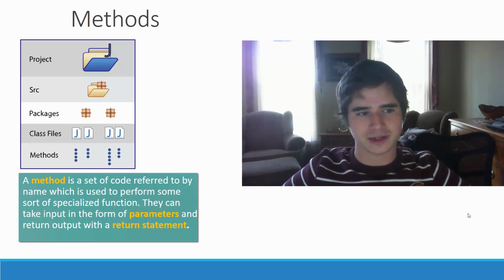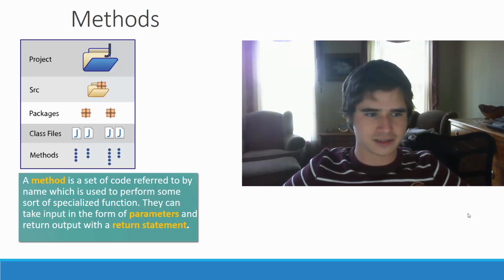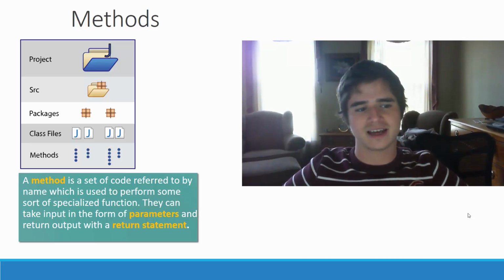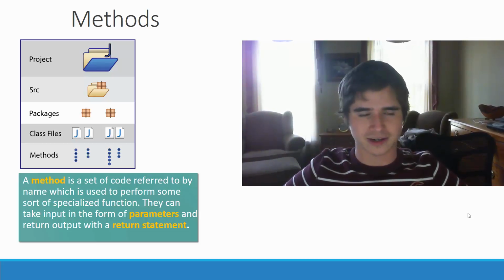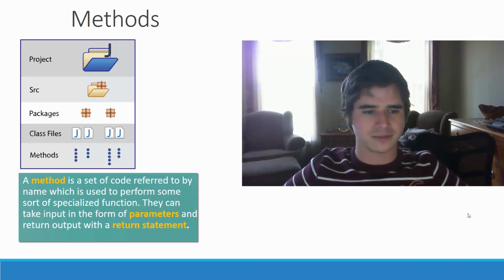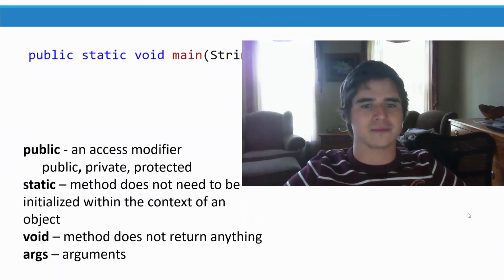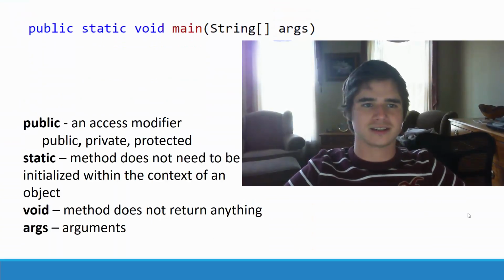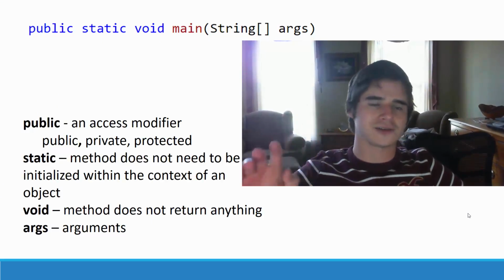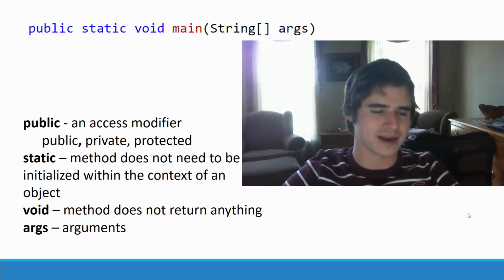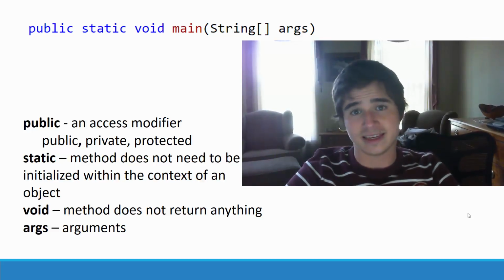With object-oriented programming, we're going to look at creating additional classes within our package and creating additional methods within our class files. So methods take input in the form of parameters and they can return output with a return statement. So we can essentially consider methods to be like functions that do things. Let's take a look at the main method.